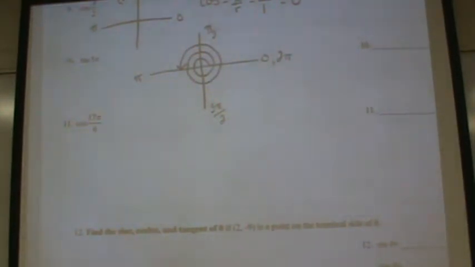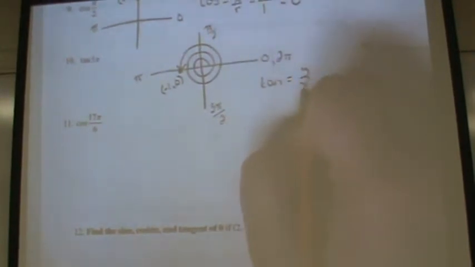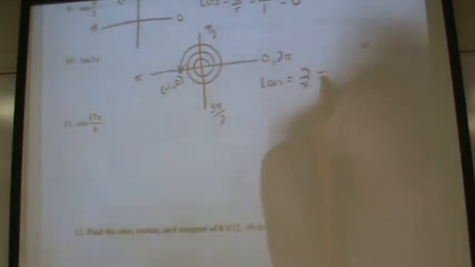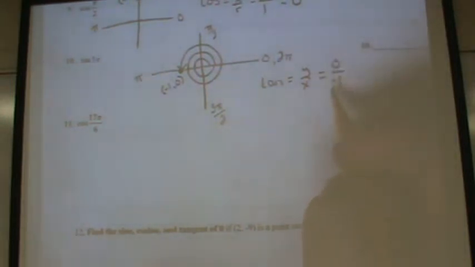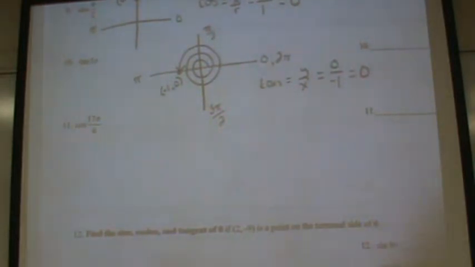So we need to find tangent of 5 pi. Again, using our point, we know that this point on the unit circle would be -1, 0. And we define tangent as y over x when we were using the unit circle. So using our point, our y is 0, our x is -1. So we have 0 over -1, which just equals 0. So tangent of 5 pi is 0.